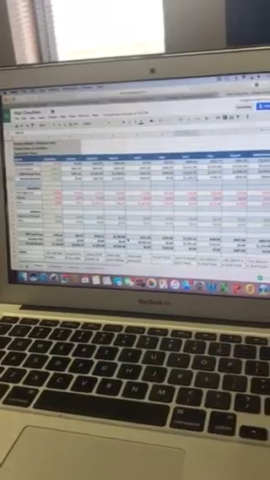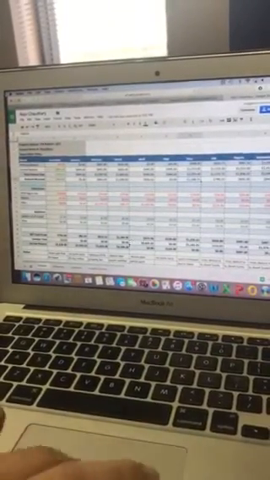This is a general explanation of the accounting sheet, from top to bottom, just so I can refer to it later on. So this is just an example of the sheets.